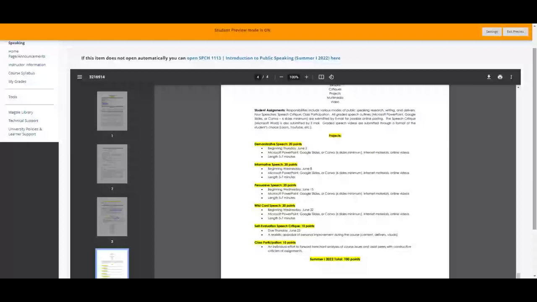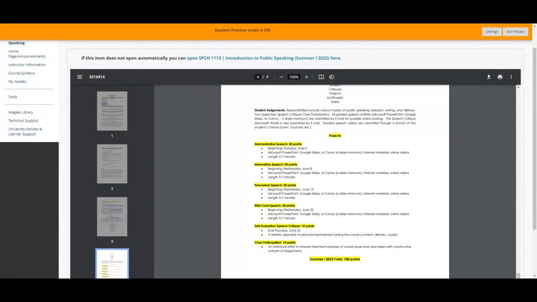The informative speech, you'll notice, begins one day earlier. So the demonstrative speech is Thursday and Friday of next week. The informative speech, also 20 points, is Wednesday and Thursday of the following week. The persuasive speech, 20 points, on the 15th and 16th. The wild card speech is going to be the last 2 days of the course, which, as you can see, are the 22nd and also the 23rd.